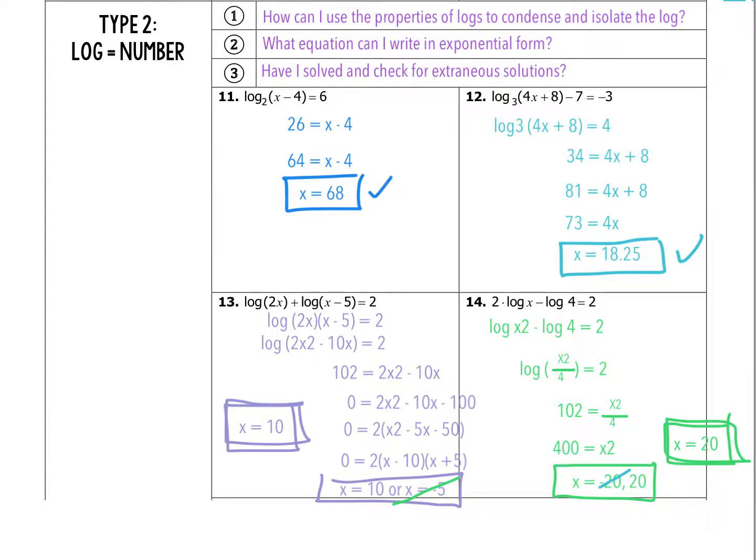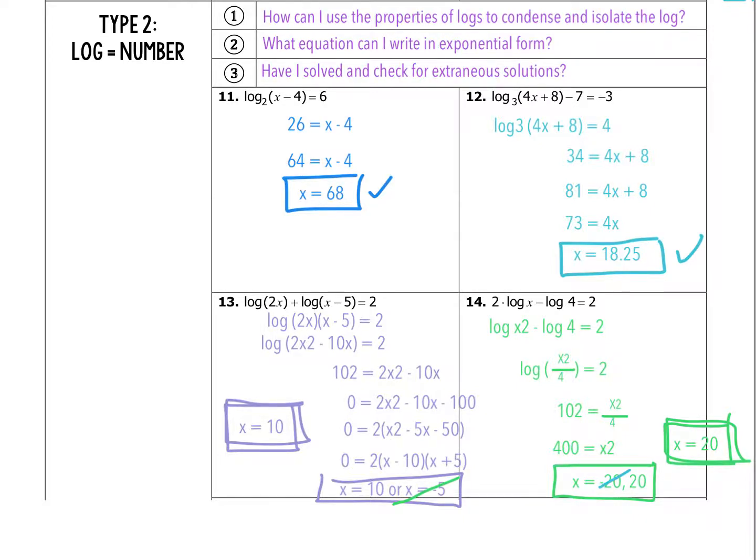And then looking at 14, I saw that I had a 2 times a log, so I went ahead and put that 2 as the exponent. So I had log of x squared, because I moved it behind the x, minus the log of 4 equals 2. Well, I saw that I had two logs, so how can I condense the logs? Well, subtraction is associated with division, so that's the same as the log of x squared over 4 equals 2.